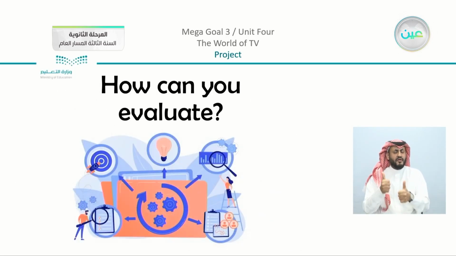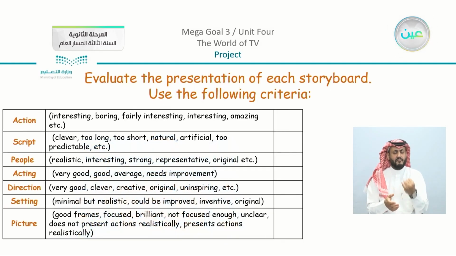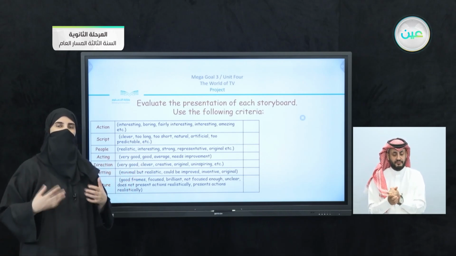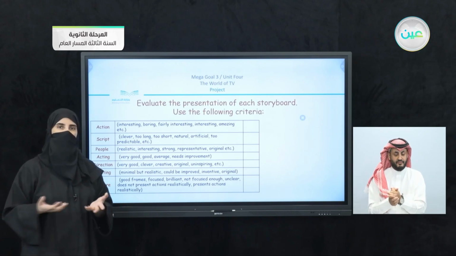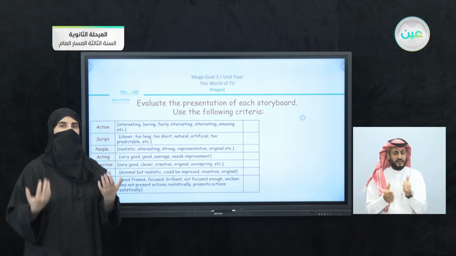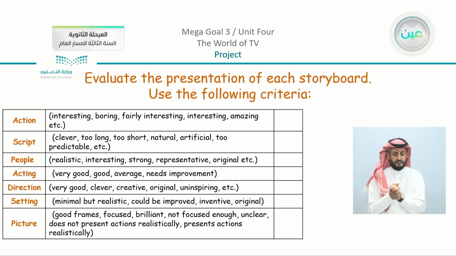Now, how can you evaluate? We have lots of projects that can be presented, so you can use a table here. This is going to be just like a checklist to make sure that you have everything applied, and then before you present it to the other people around you or the other teams, you can make sure that you have everything, so you can evaluate yourself before someone evaluates you. Now, there is the action. The action, is it interesting, boring, fairly interesting, or amazing? We have here the script. Is it clever, too long, too short? Is it natural, artificial, or too predictable?